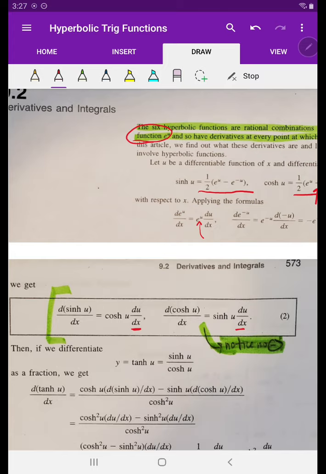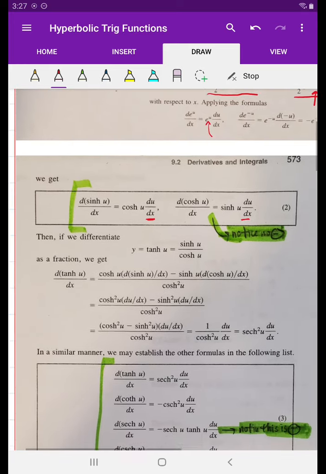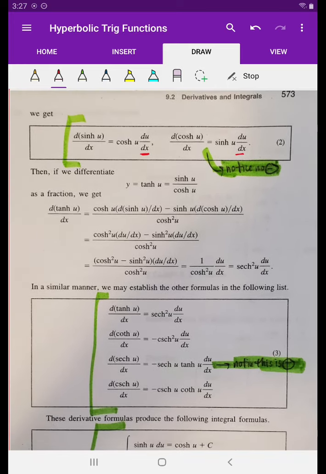So we can keep going through this, and we can take the derivative of tanh in the same way. And then the derivative of tanh is sech squared with the derivative of u attached to that. So again, the chain rule comes into play there.